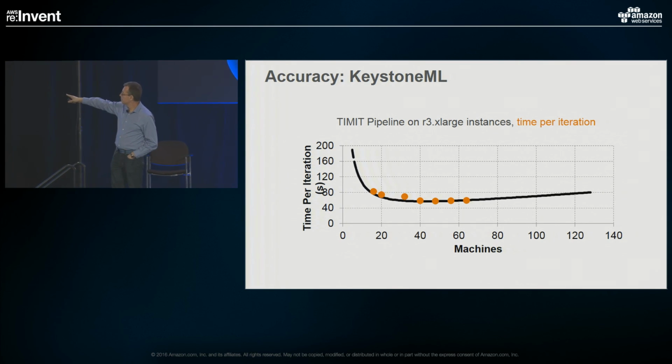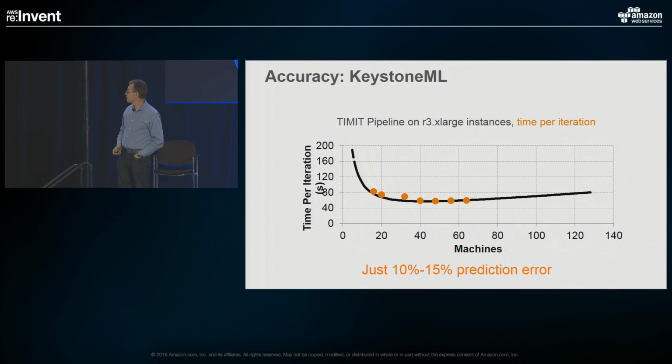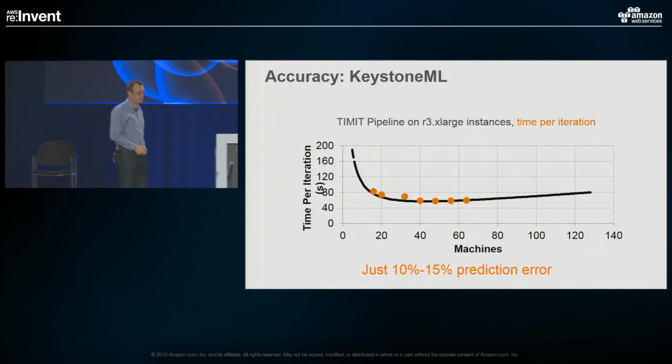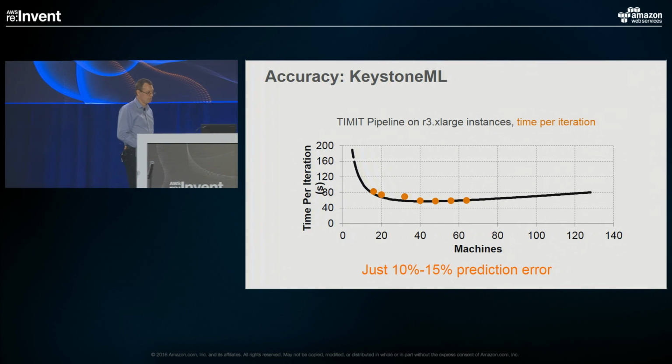This figure shows how accurate the predictions are with Ernest. The dark line is the real execution of the job, and the orange dots are the prediction given by Ernest. So in this case, the prediction is very good. You are only between 10 and 50% off from the real execution time.